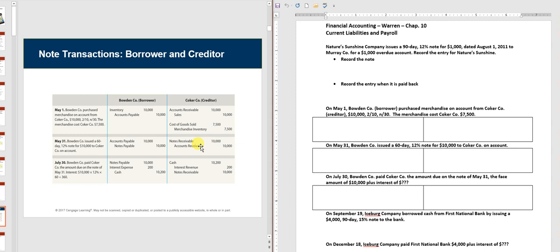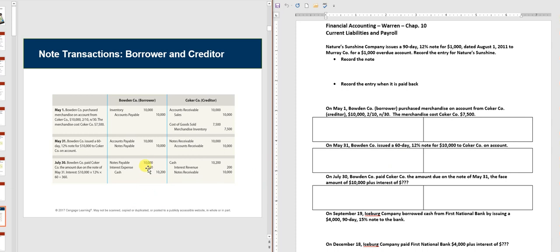Remember, accounts receivable is an asset, and puts the notes receivable. Then they pay it. So again, principal times rate times time. So 10,000 times 0.12 times 60 over 360 or 60 over 365. You'll get a little bit different, it doesn't matter. Or you can do 2/12.